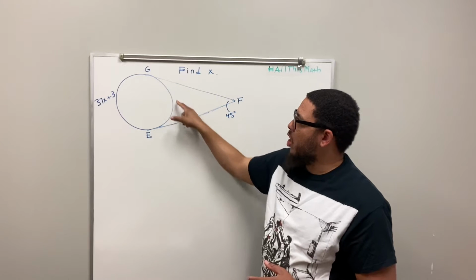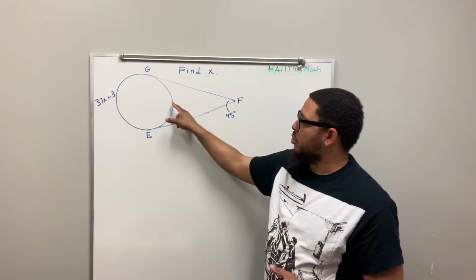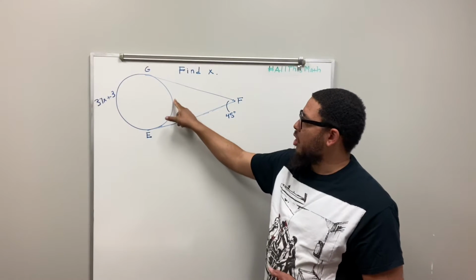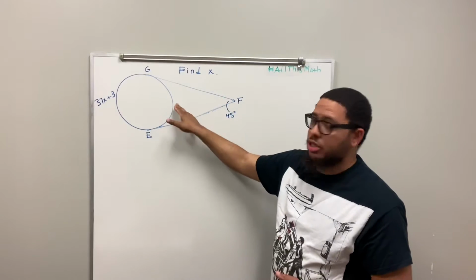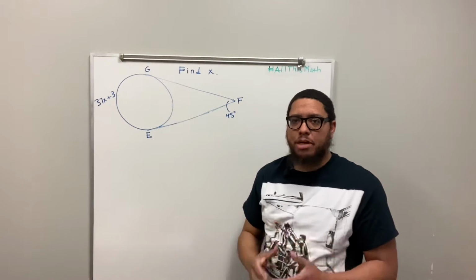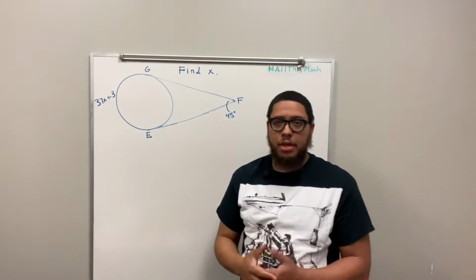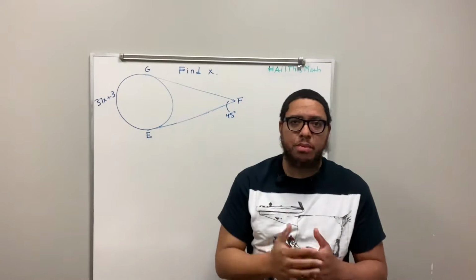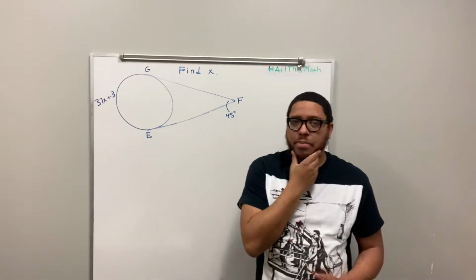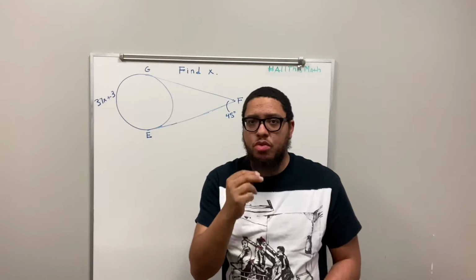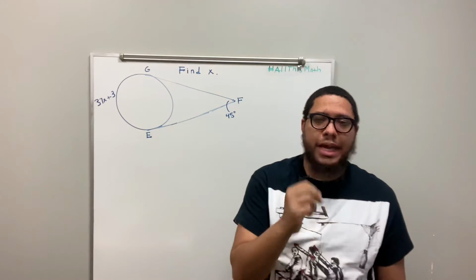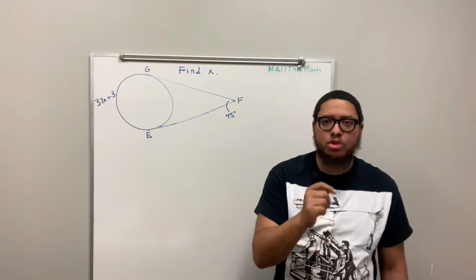The measure of the arc that angle is closest to. So this will be the arc that this angle is closest to in the circle. It's got to be supplementary with it. Now, what does supplementary mean? That's another vocabulary term that we must know. Supplementary means that the two measurements add up to 180.